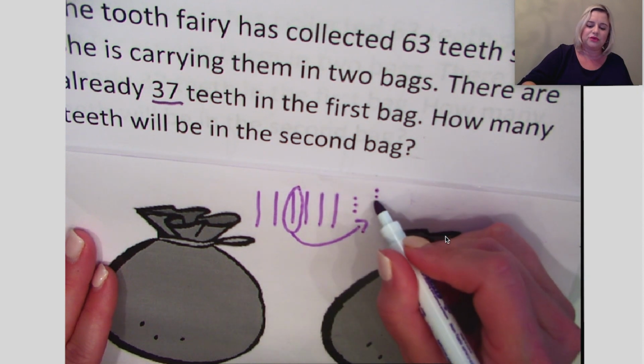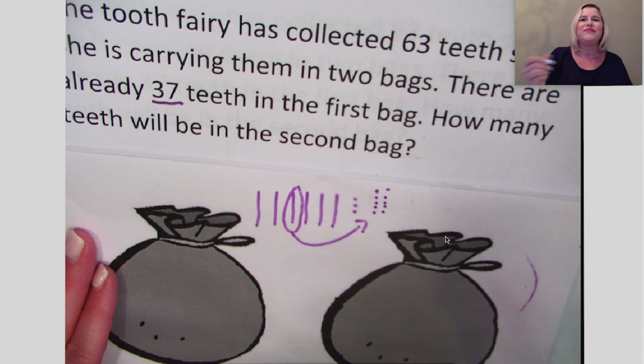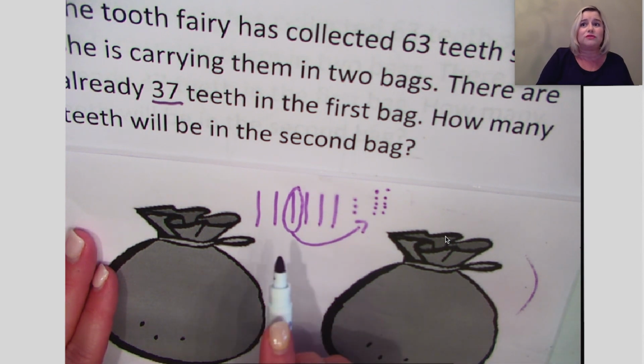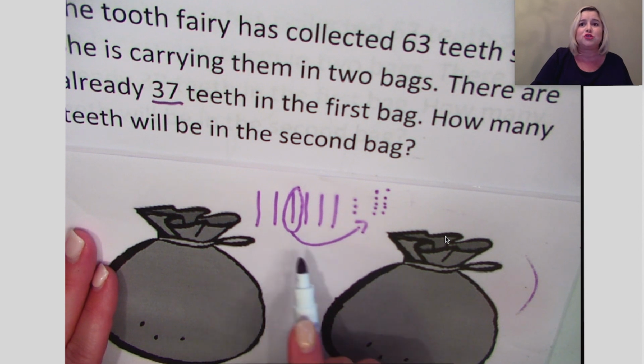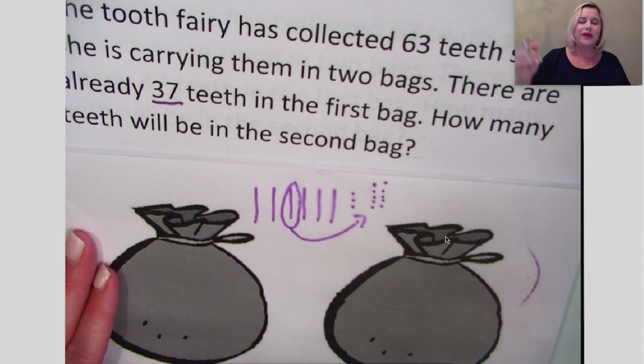1, 2, 3, 4, 5, 6, 7, 8, 9, 10. Very good. So now, remember, I drew the arrow to show that the rod has been traded in for 10 ones. That's very important not to get confused. So now what I have, can I do it? Can I do 37? Yes.